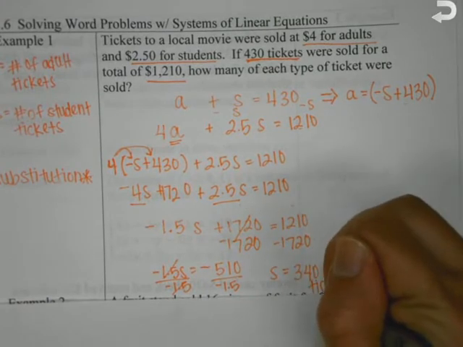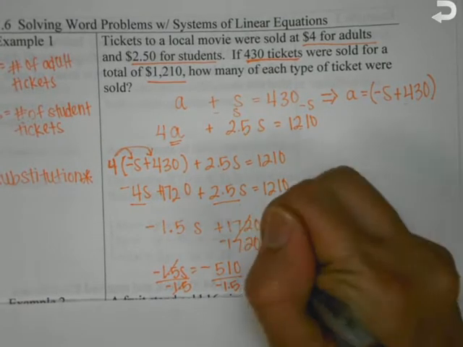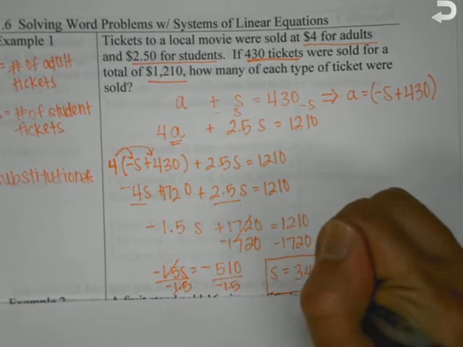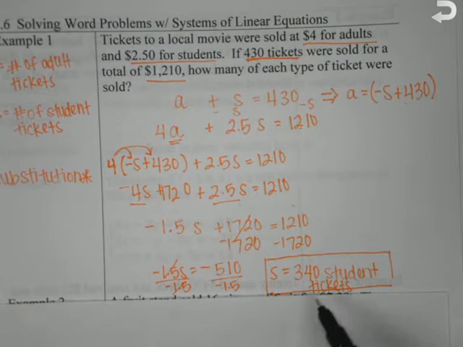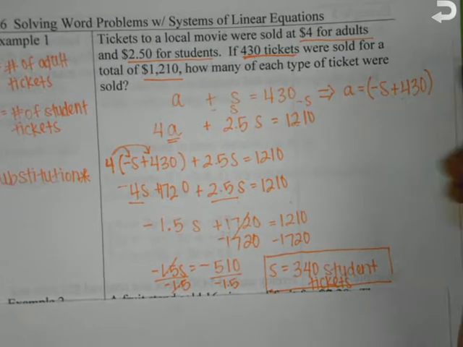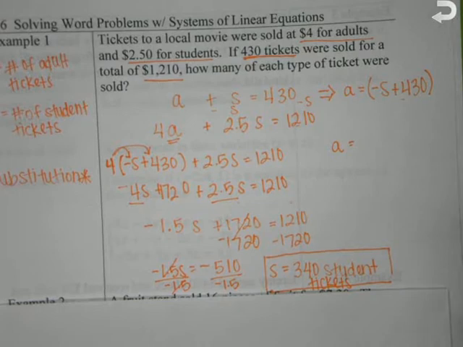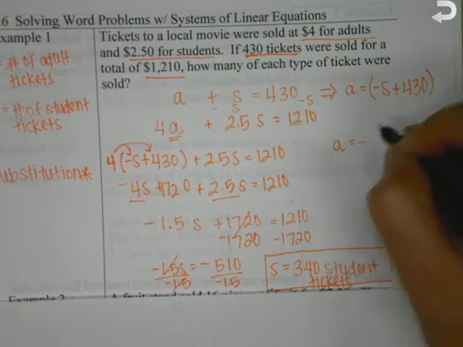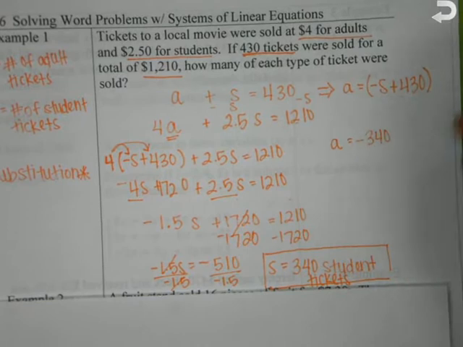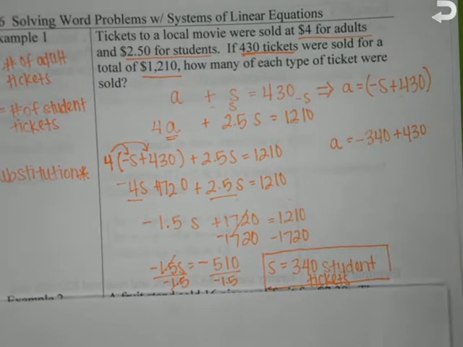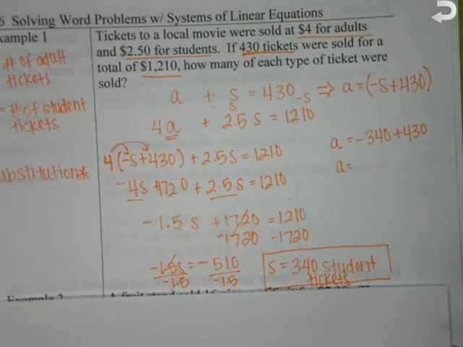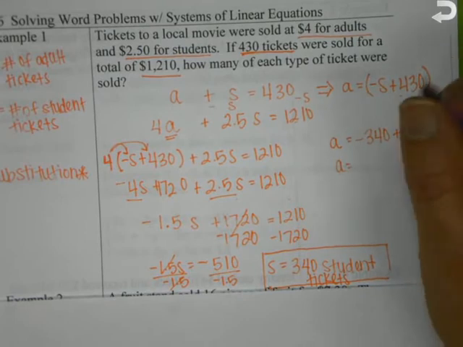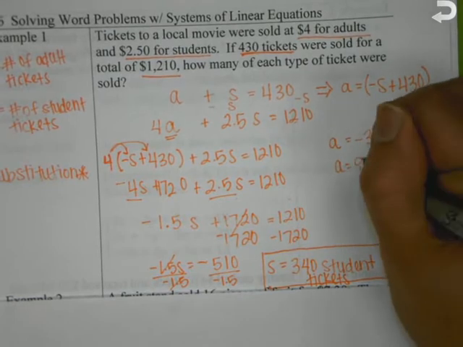And since this is a word problem, it's okay for us to leave our answers separate. We don't have to write them as an ordered pair. We just have to specify what they are. So S is 340 student tickets. Now I want to solve for the number of adult tickets. So that's plugging it back in. A equals negative S, which is 340, plus 430. So that's A equals positive 90, right? Adult tickets.